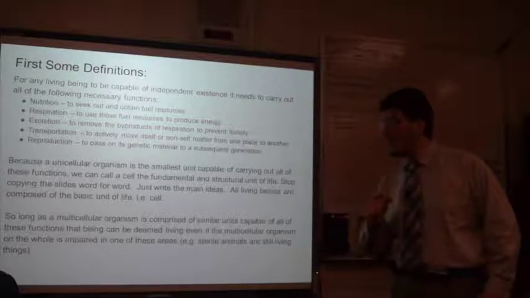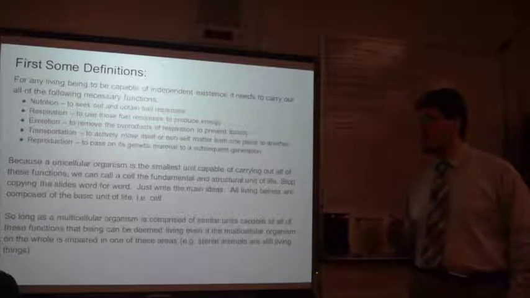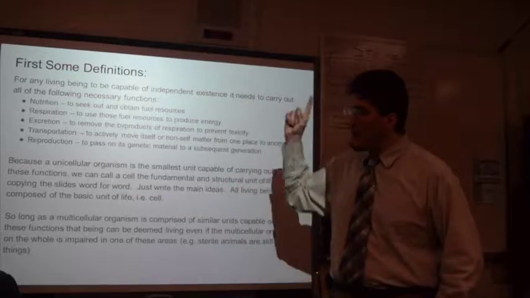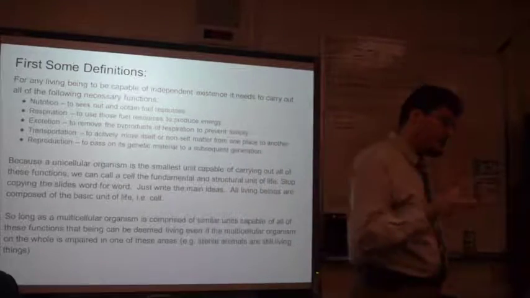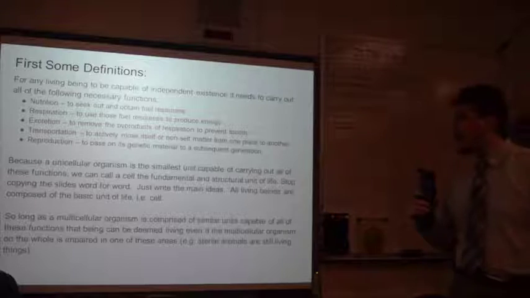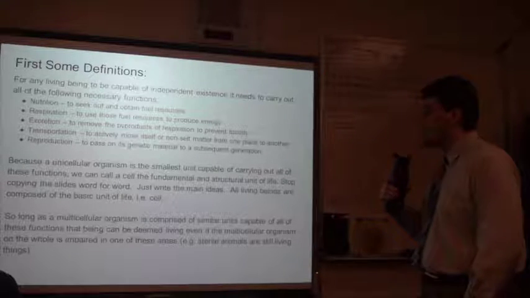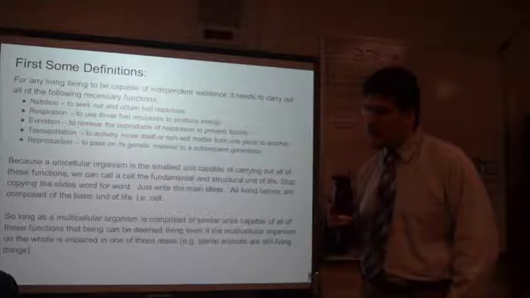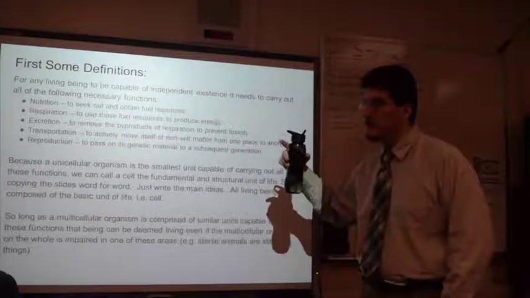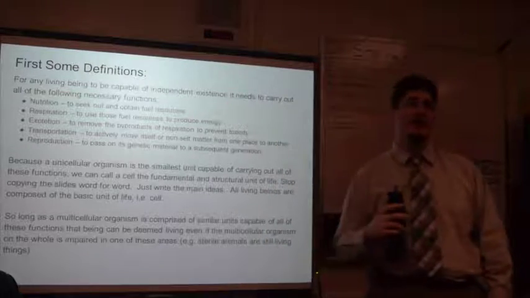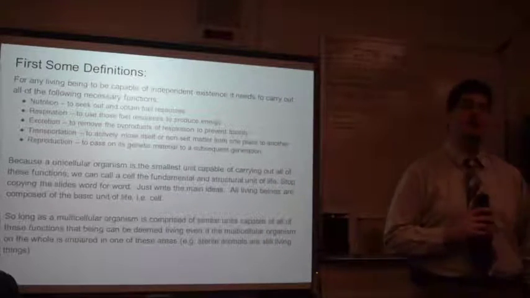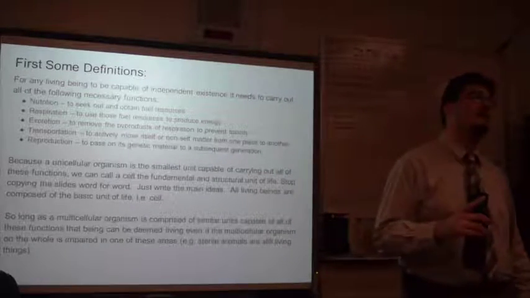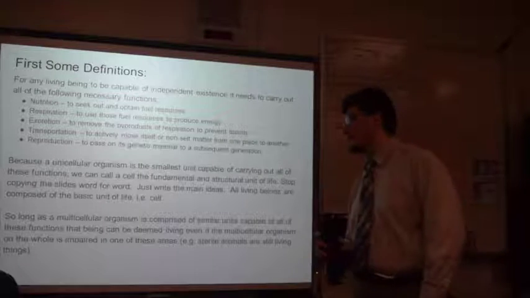Now, because a unicellular organism is the smallest unit capable of doing all of these things, that is the smallest unit of life. That is how we fundamentally describe the structural unit of life. If it required 2 cells to do all these things, then 2 cells would be the fundamental unit of life. But because 1 cell is capable of all these things by itself, 1 cell is the fundamental unit of life.